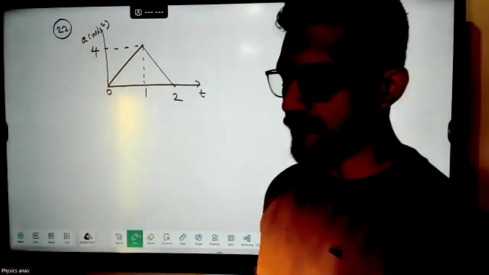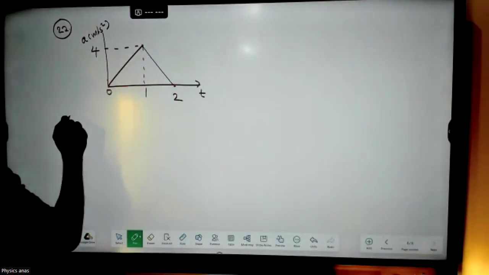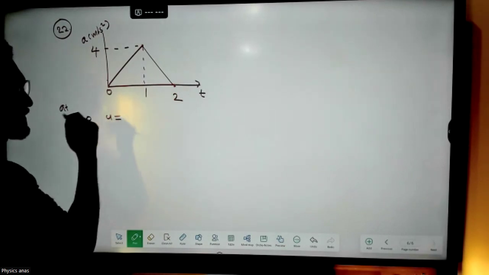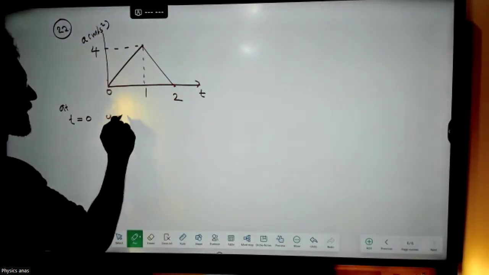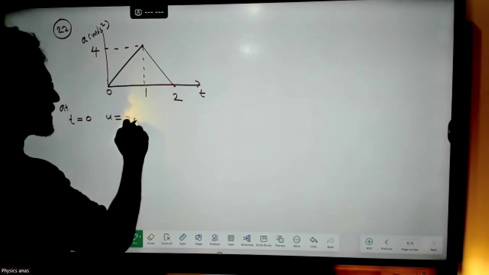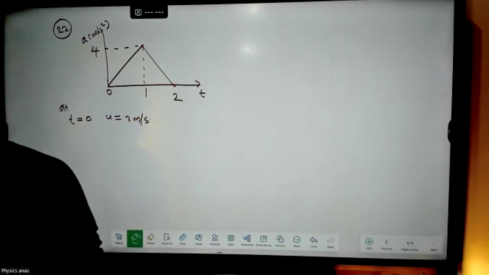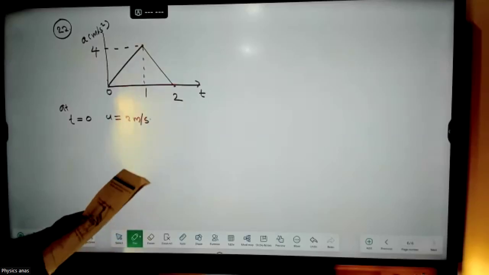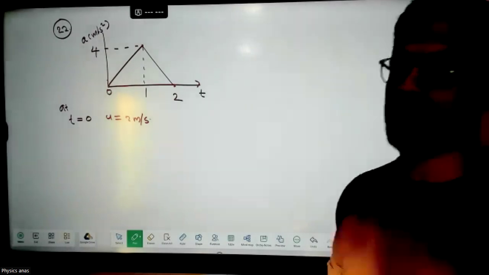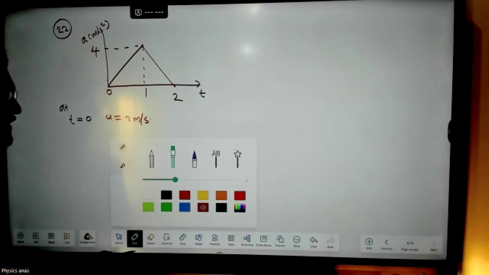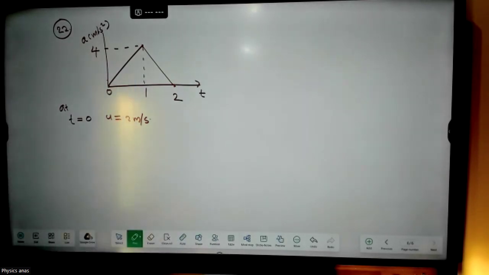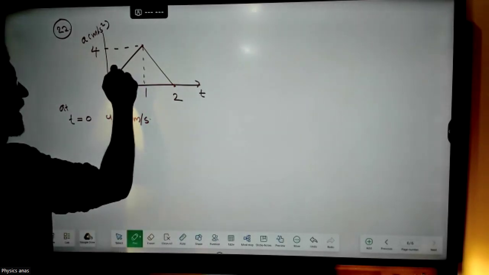And the velocity of particle at a time t is equal to 0 is given. At t is equal to 0, velocity can be taken as initial velocity. So the initial velocity is given as 2 meter per second. Okay? And find the velocity after 2 seconds. What is the velocity after 2 seconds? That's the question. I will tell you how to solve this question. Just look at this graph.